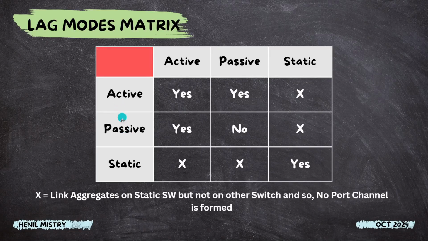And as I have shared, static is only compatible with the static one, not with anyone else. You can see, and if one of the sides is active, then there will be communication. So this is how you can remember this matrix.